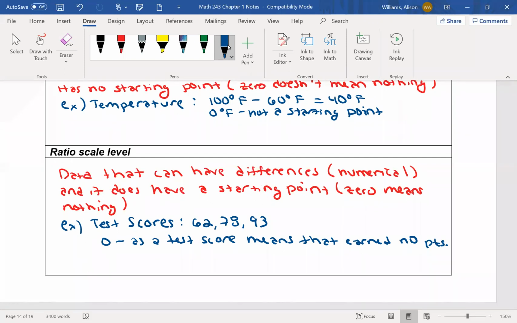Okay, but there is one other distinction between the interval scale and the ratio scale. I left a little space because I wanted to go back and fill this in. For interval data, it doesn't make sense to talk about data having some sort of comparison by multiples. Let's say it this way: comparison by multiplication doesn't make sense.